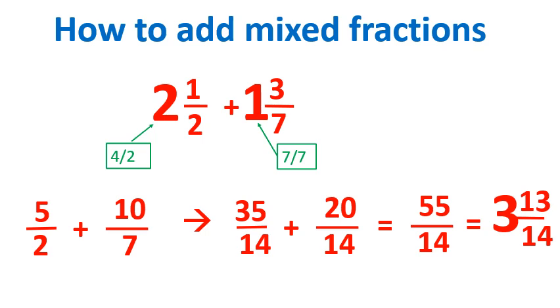So again, to review, the process here is that we take the mixed fractions, we convert them into improper fractions, then we get common denominators, then we get our answer as an improper fraction, and then we convert it back into a mixed fraction.